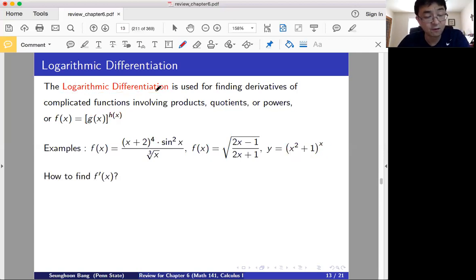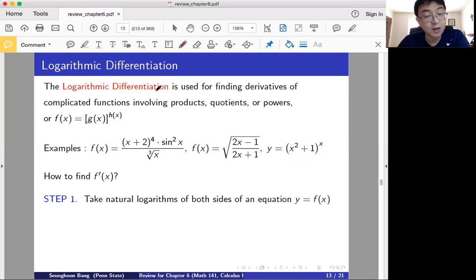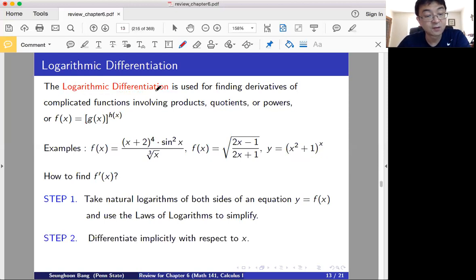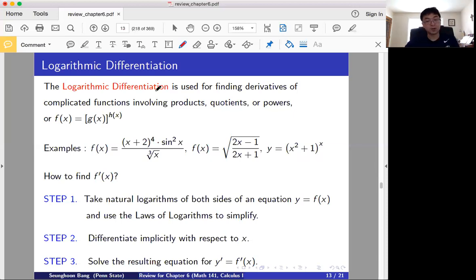How to find it? You can follow these steps. Step 1, take natural logarithms of both sides of the equation y equals f of x and use the laws of logarithms to simplify. Step 2, differentiate implicitly with respect to x. Step 3, solve the resulting equation for y prime equals f prime of x. So that's it. This is the whole procedure for solving this problem.